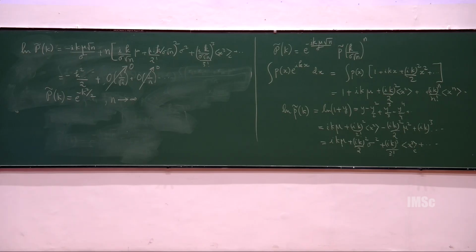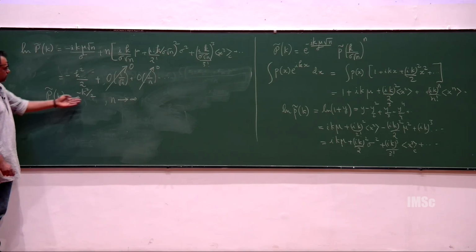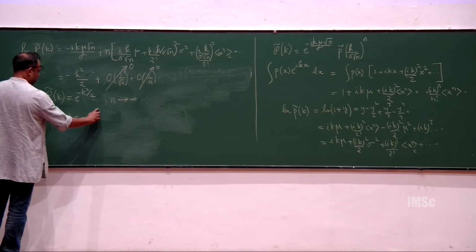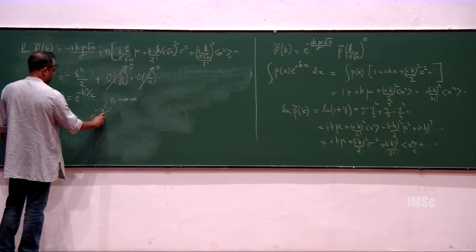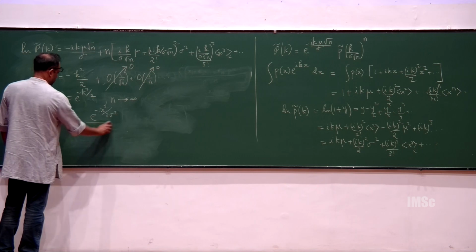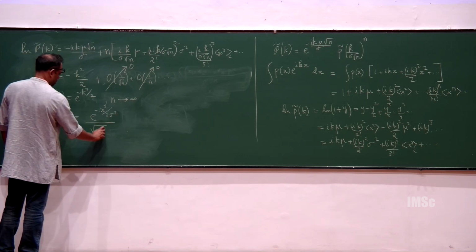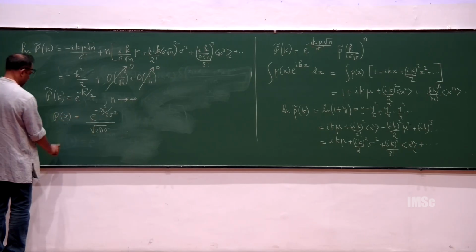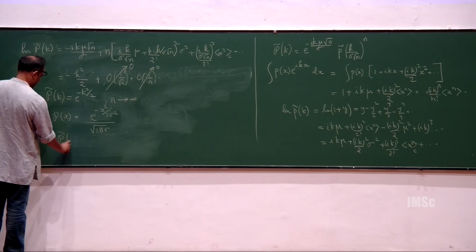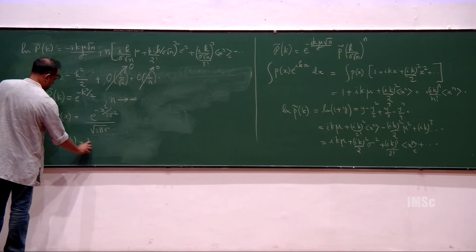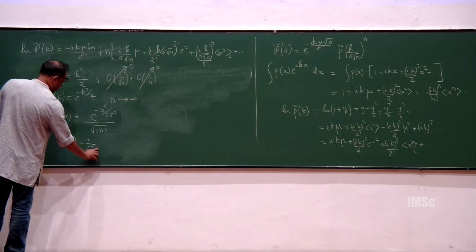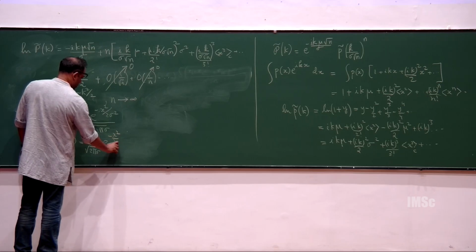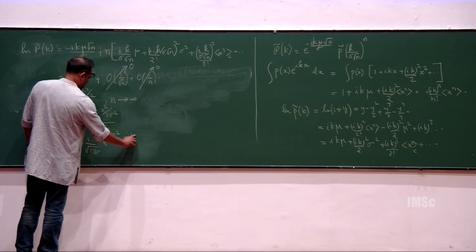Which function has a characteristic function which is Gaussian? So let us say p of x is e to the power minus x square by 2 sigma square into 1 by root of 2 pi sigma. This is normalized to 1. I take its Fourier transform. So p tilde of k is 1 by root of 2 pi sigma, e to the power minus x square by 2 sigma square, e to the power ikx.